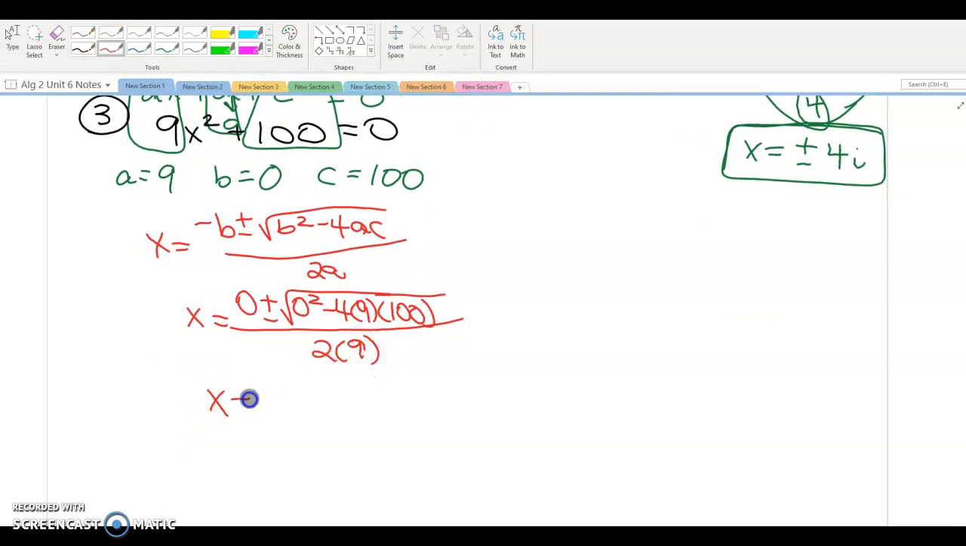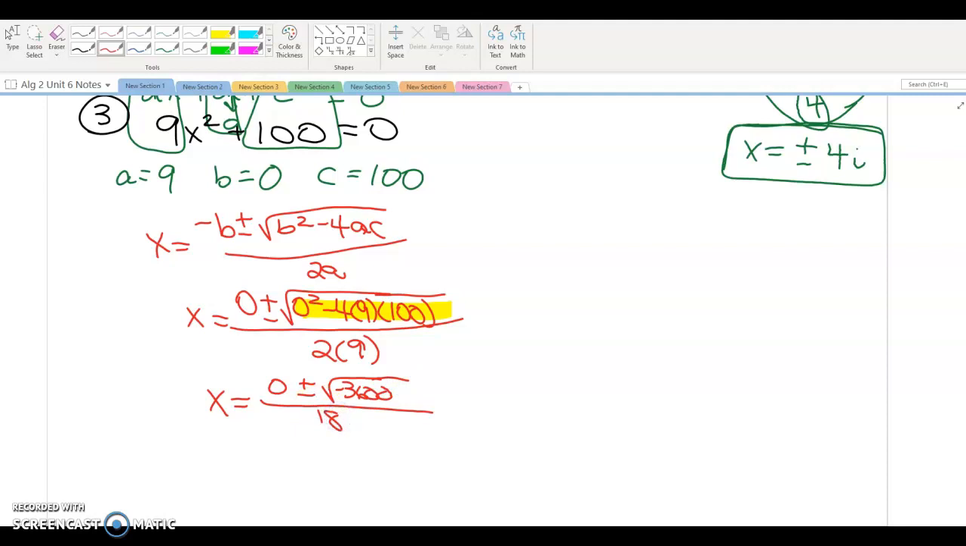So x equals 0 plus or minus the square root of, now we put this whole part in the calculator at the same time. So 0 squared minus 4 times 9 times 100. Anybody got that? Yeah, 3,600. Negative 3,600. You got negative 3,600. I put that too close there. So negative 3,600. And what is 2 times 9? 18. We're all good to go.